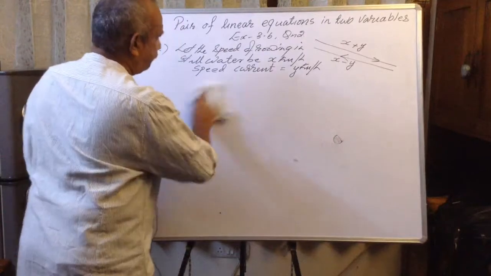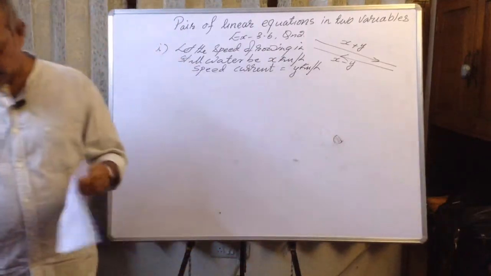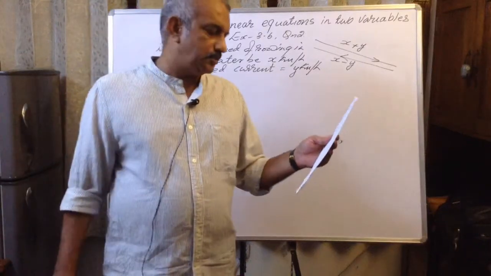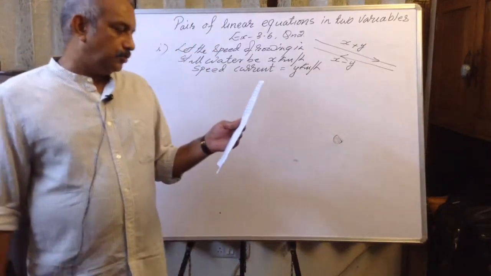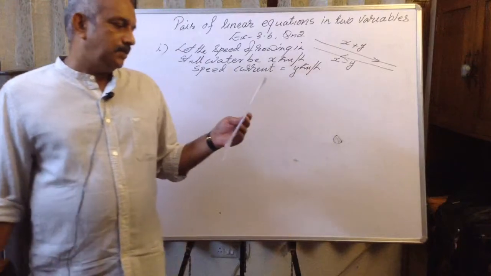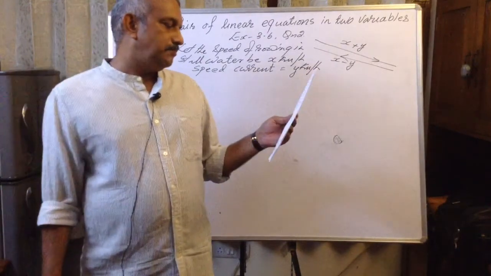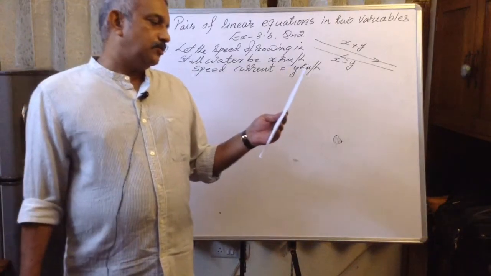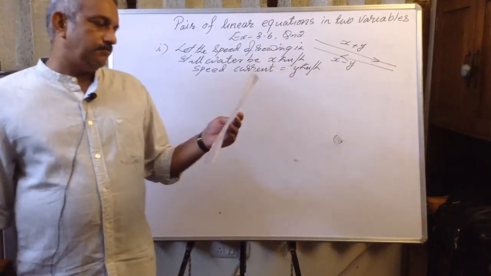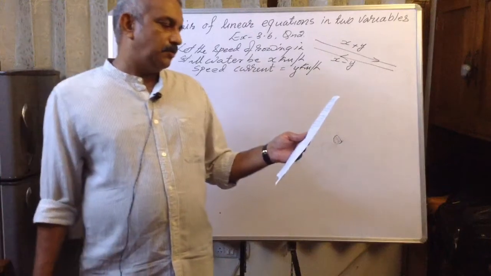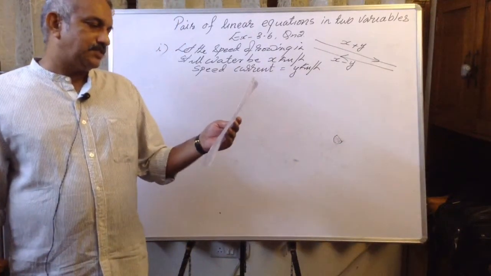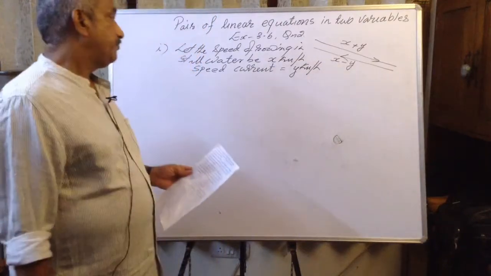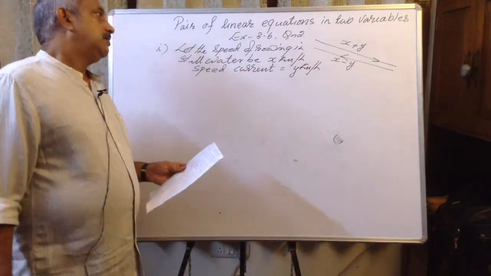See, question says, in the book only, in examples one question is given: a boat goes 30 kilometer upstream and 44 kilometer downstream in 10 hours. In 13 hours it can go 40 kilometer upstream and 55 kilometer downstream. Find the speed of the stream and speed of the boat in still water.